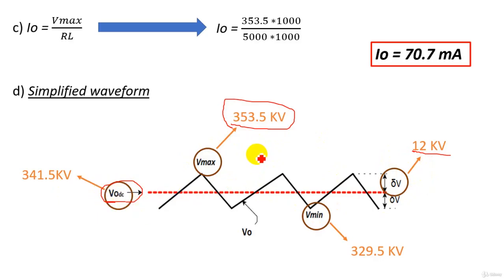So this is a complete example of the half wave rectifier circuit and how we can design the value of the smoothing capacitor to limit the ripple voltage, how to calculate the DC output voltage, and how to obtain the maximum and minimum voltage of the output voltage of the half wave rectifier circuit.